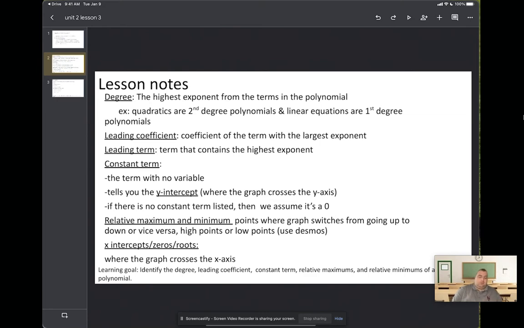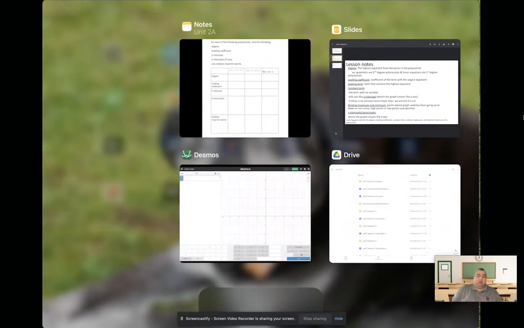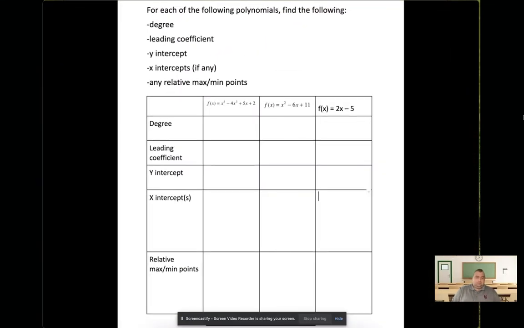So our goal for this lesson is to be able to take a polynomial, graph it on Desmos, and to be able to identify the important characteristics. So that's what we're going to do here. For each of the polynomials, we're going to identify the degree, the leading coefficient, the y-intercept, the x-intercepts, and any relative max or min points. Okay? And we're going to use Desmos to help us. So let's go ahead and start with this first polynomial right here.